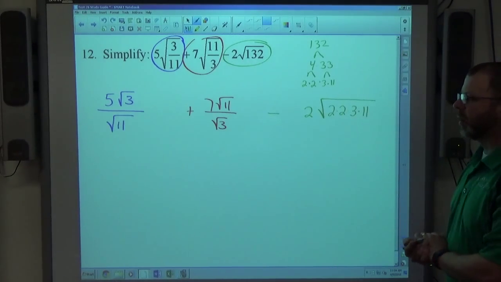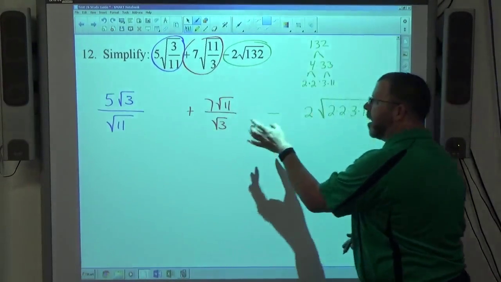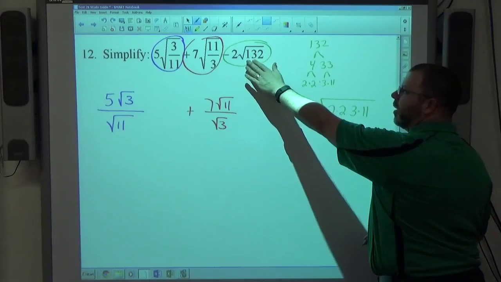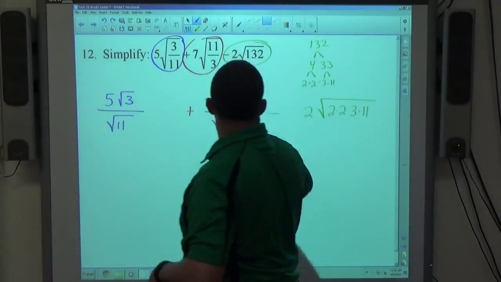So that's priority 1. Rewrite the fractional one so it's top over bottom, top over bottom. Rewrite the single one, doing a factor tree, into a prime factorization. And then we're looking to simplify each of these objects.